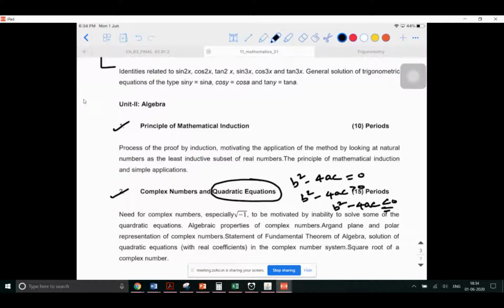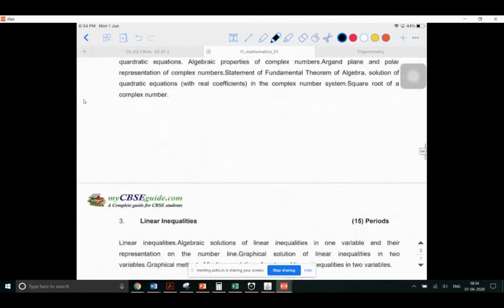So the opposite of real is imaginary, and those imaginary numbers are what are called complex numbers. That's what this chapter is all about. So the answer to the discriminant being less than 0 will be given in this chapter. That is why it is combined as complex numbers and quadratic equations. So that's what we will see here.